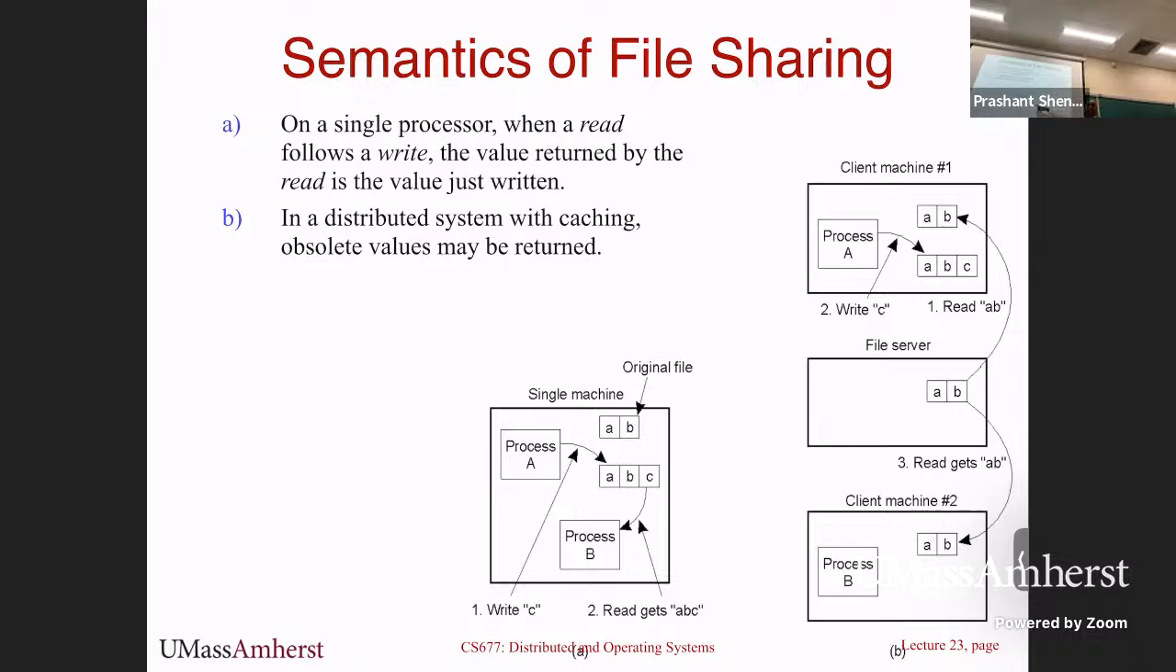Here both processes are running on the same machine. Your process A runs on machine A. It opens the file. It sees AB. Then it's going to write C to the file. So the file becomes ABC.